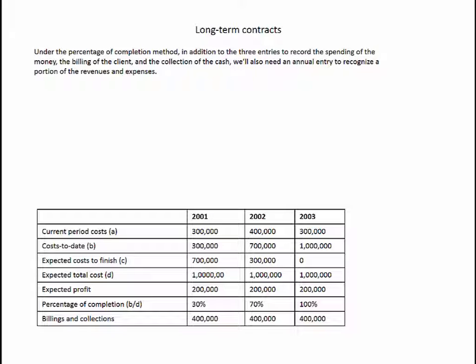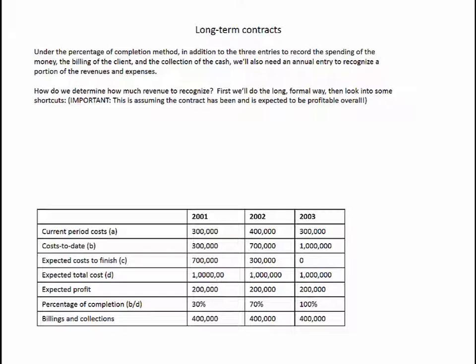Okay, now under the percentage of completion method, in addition to the 3 entries to record the spending of the money, the billing of the client, and the collection of the cash, we're also going to need an annual entry to recognize a portion of the revenues and the expenses. And again, we want to recognize the revenues and expenses in proportion to the work that we've done that year. Now, how do we know how much revenue to recognize? First we're going to do this the long, formal textbook way, and then we'll look into some shortcuts that we can take. Now, this is very important.